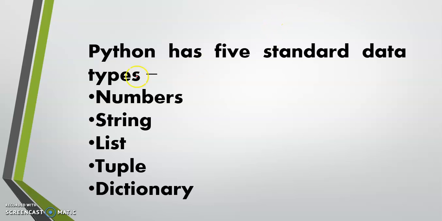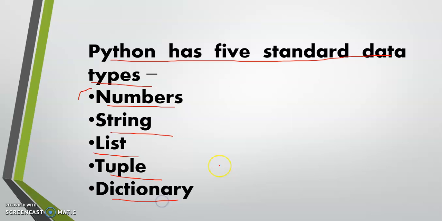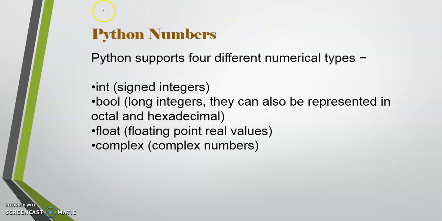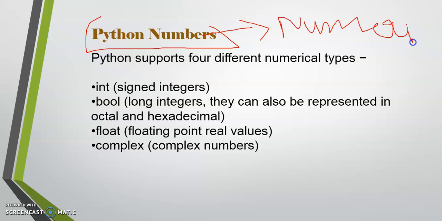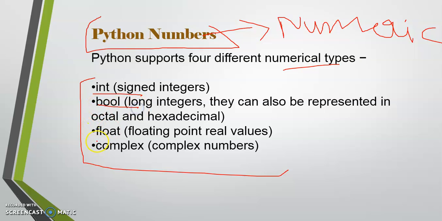Python has 5 standard data types. These are numbers, string, list, tuple, dictionary. One by one, the first data type which we would be discussing is Python numbers. This Python numbers basically deal with the numeric data type. Further, this numeric data type is divided into 4 categories, which is int, bool, float and complex. So we would see these sub data types one by one.